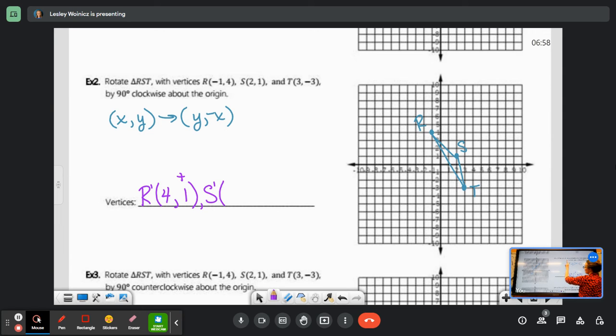Okay, S prime. Swap the spots. 1, 2, but we make our new y coordinate opposite of what it was. Okay, T prime. Swap the spots. Negative 3, and change your new y coordinate to the opposite.